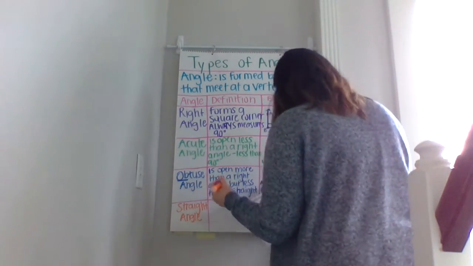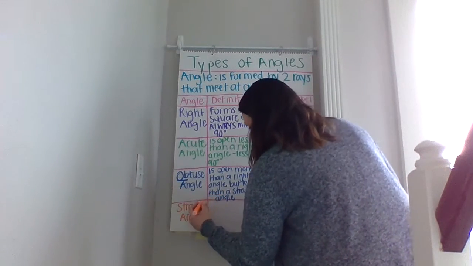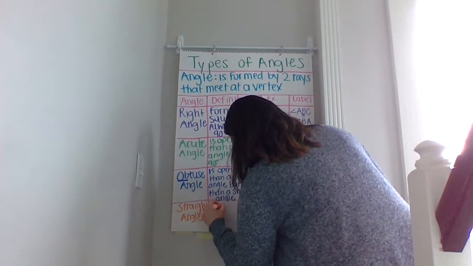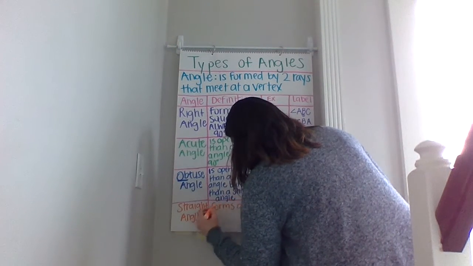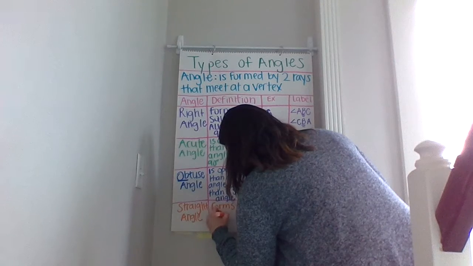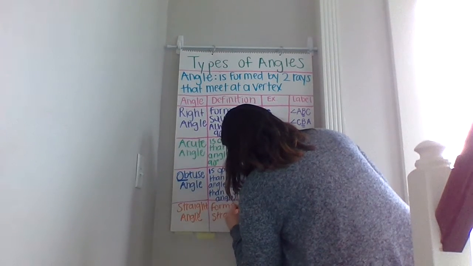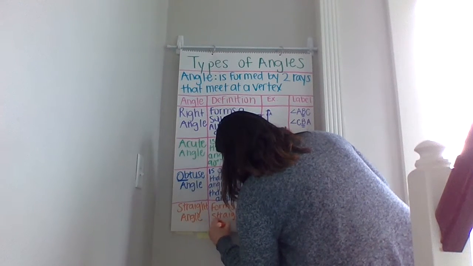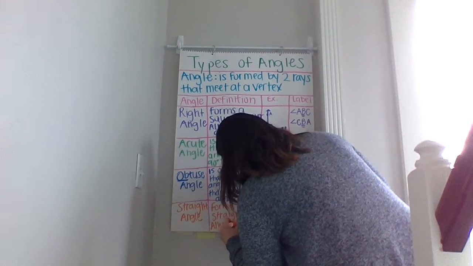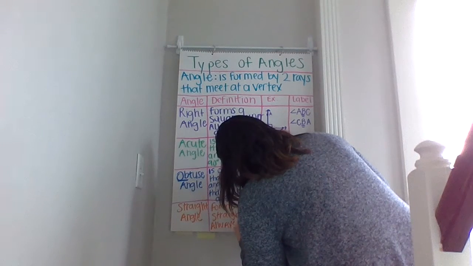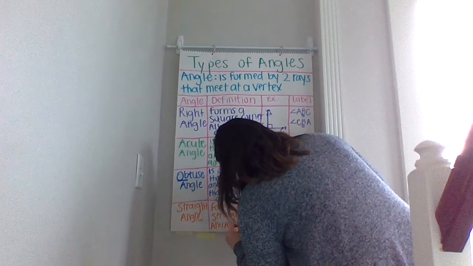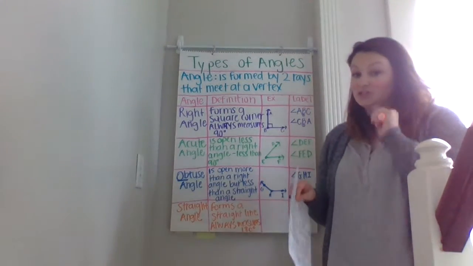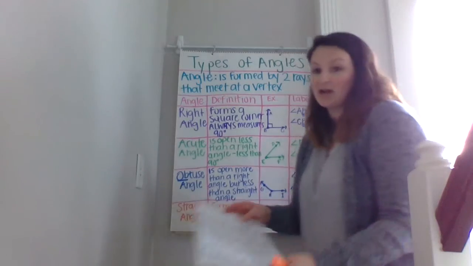All right, so let's go on to straight angle. A straight angle forms a straight line, and it always measures 180 degrees.